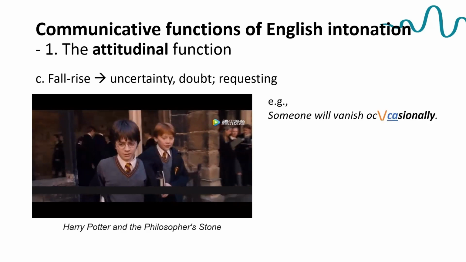Ron's brothers tell Harry someone will vanish sometimes during the Quidditch game, but they are not quite sure about it. So they use a full rise to show uncertainty.